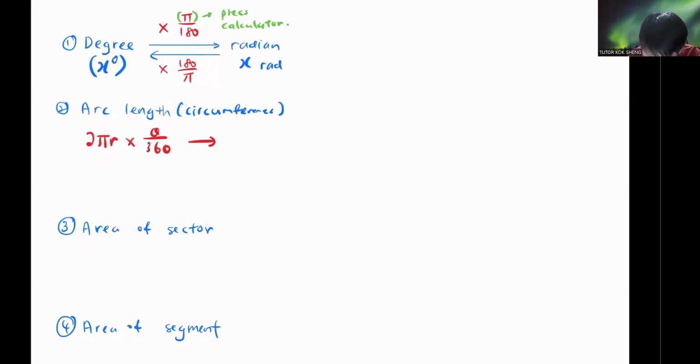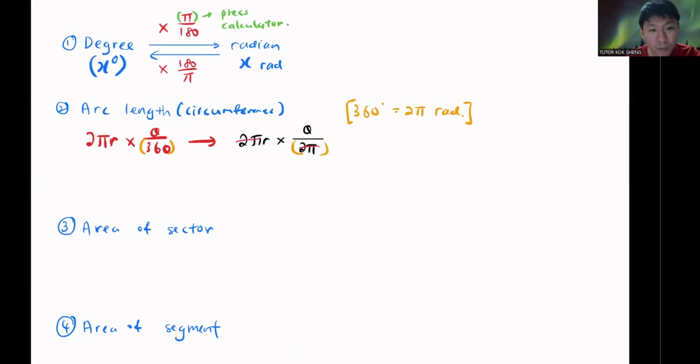The working will be like this: 2 pi r times theta over 2 pi. Now you can see something weird here: 360 becomes 2 pi. The reason is that the arc length formula uses radian for the angle. That is why 360 degree equals 2 pi radian. They just convert the 360 to 2 pi and then simplify. Cancel, and you are left with only r and theta. That is the formula for your arc length.